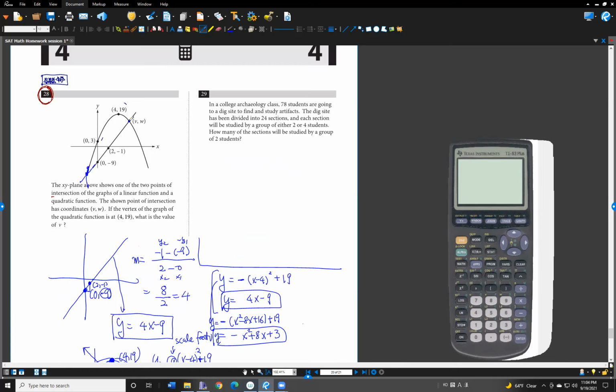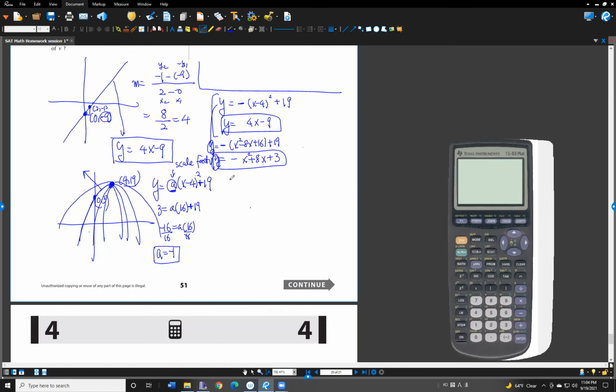To find the intersections, the value of y here and the value of y here are the same thing, so you can substitute. So 4x minus 9 equals negative x squared plus 8x plus 3. Move everything to the left: plus x squared, minus 8x. 4x minus 8x is negative 4x, and negative 9 minus 3 is negative 12, equals 0. You can factor, right? x minus 6, x plus 2 is the answer.